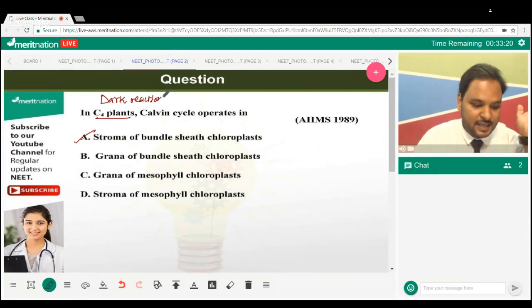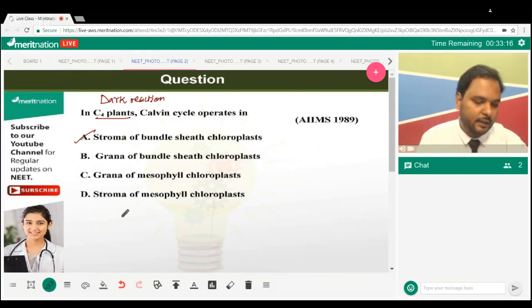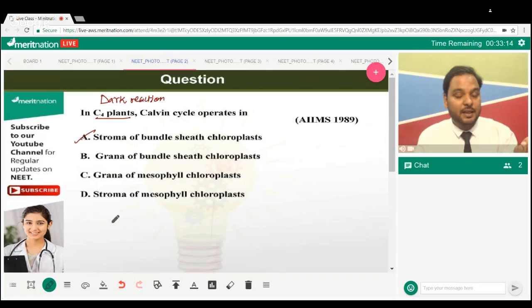And we said in the last class also, and we did a lot of questions regarding that, that your light reaction happens in the thylakoid, generally in the grana, the membrane. Whereas the dark reactions happen in the stroma of the chloroplast. Once again, the light reaction happens in the membranes of the thylakoid, whereas the dark reaction happens in the stroma of the chloroplast, right?